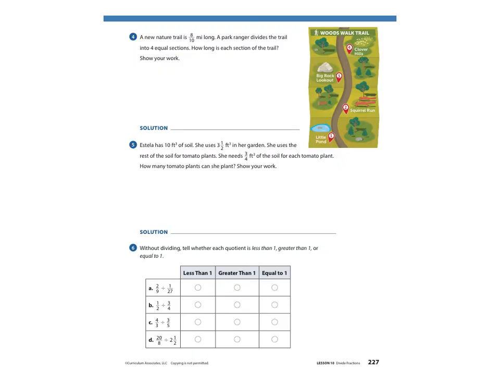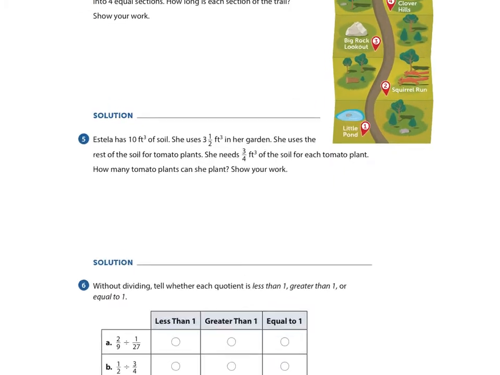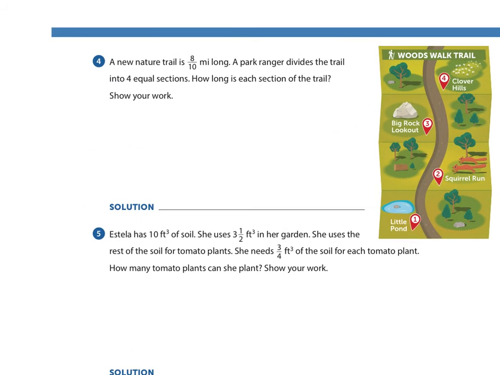Okay, let's go ahead and go on to number 4. A new nature trail is 8/10 of a mile long. A park ranger divides the trail into 4 equal sections. How long is each section of the trail? Show your work. So in this case, this problem is pretty straightforward. Okay, you know a nature trail is 8/10. We're taking that 8/10 and dividing it into 4 groups.